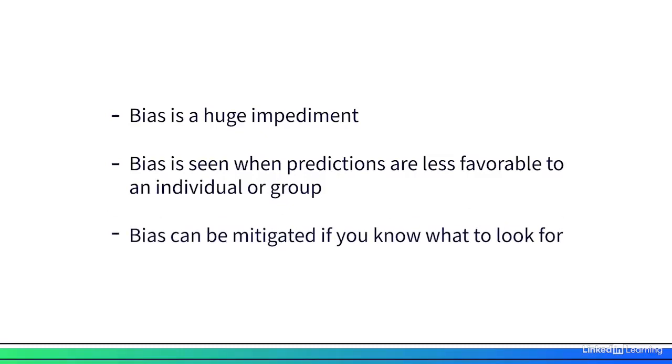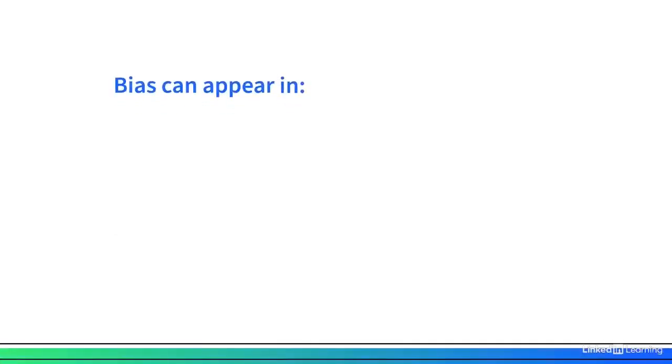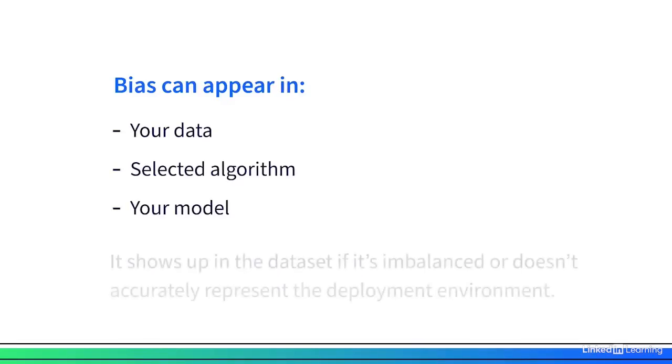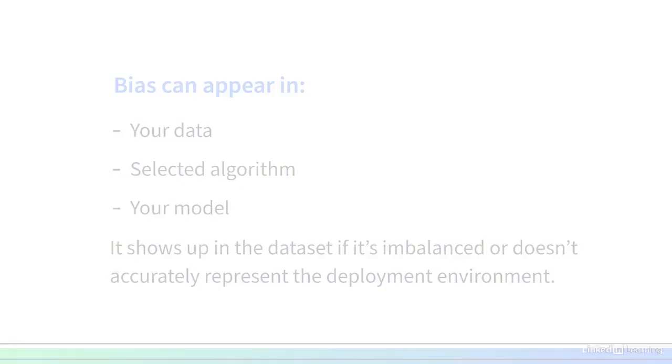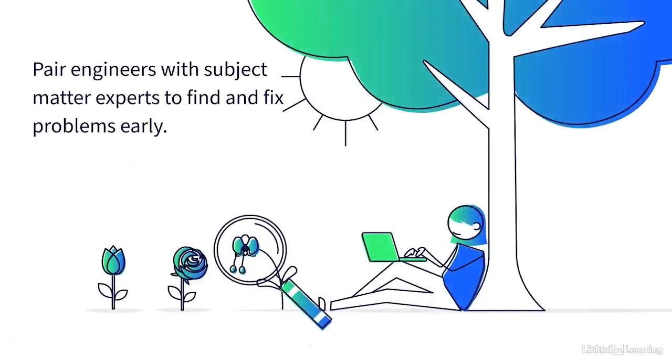Bias surfaces throughout the machine learning lifecycle and can be mitigated if you know what to look for and the questions to ask. Bias can appear in your data, selected algorithm, or model. Bias shows up in your data if your data set is imbalanced or doesn't accurately represent the environment the model will be deployed in. In our case, training the model on only two flower species when there are many more in the world causes bias.